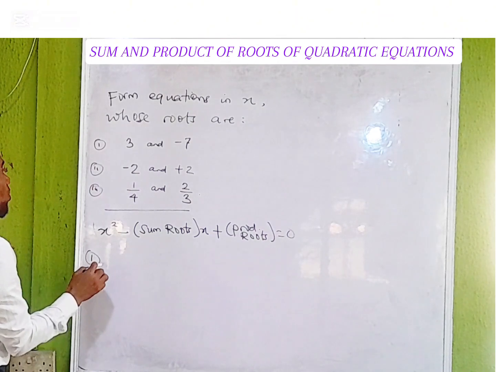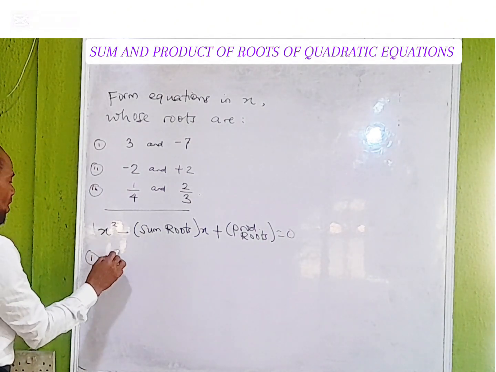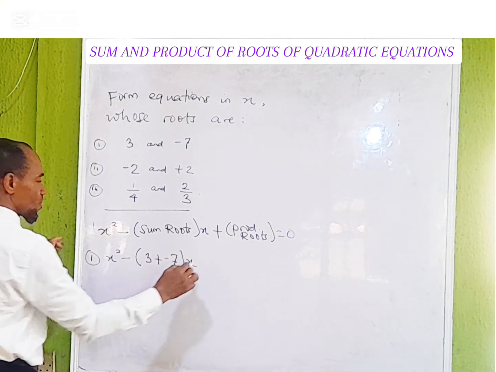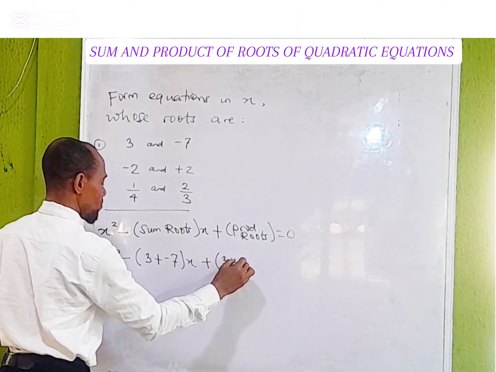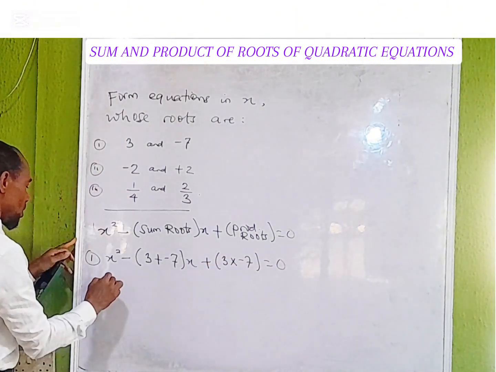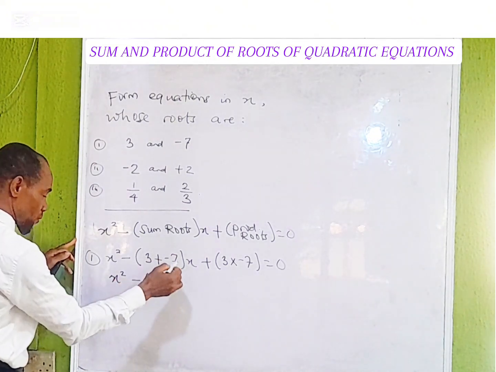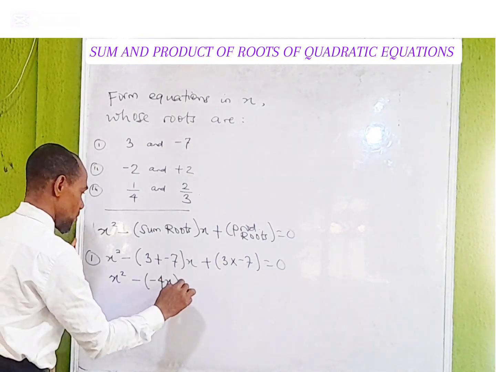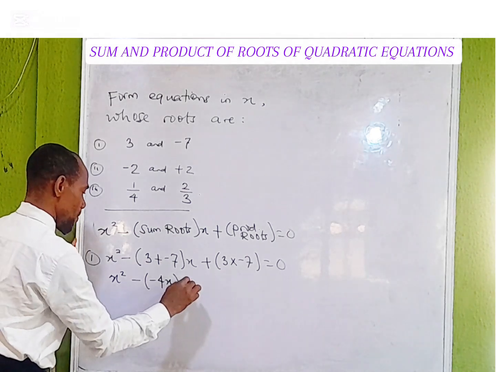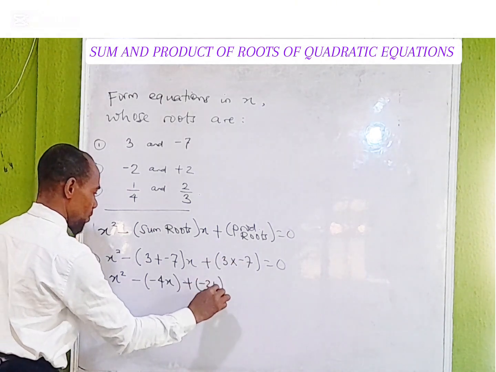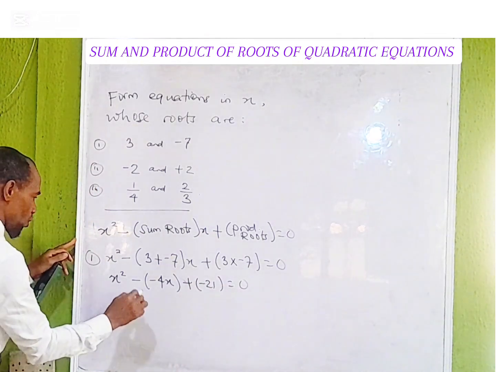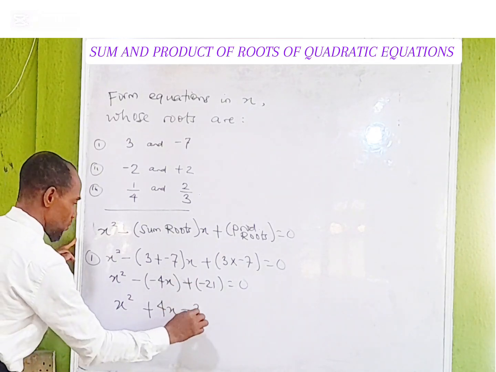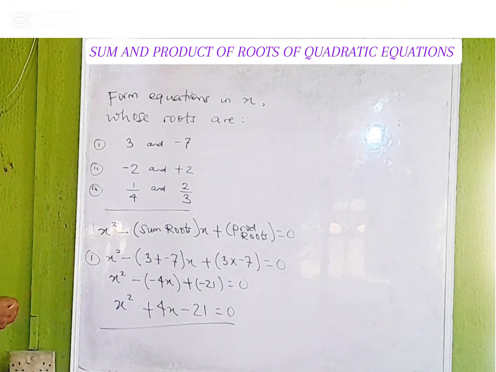So for the first one there, we had the roots as 3 and minus 7. Just slot in directly. x squared minus, the sum will be 3 plus minus 7 times x, and the product will be 3 times minus 7 equals 0. So we have x squared minus, 3 plus minus 7 means 3 minus 7, and that's minus 4x. It's minus 4x, okay? Then plus 3 by minus 7 is minus 21. So lastly, we have x squared plus, because minus times minus is plus, 4x plus times minus, minus 21 equals 0. And that is it. It's as simple as that.